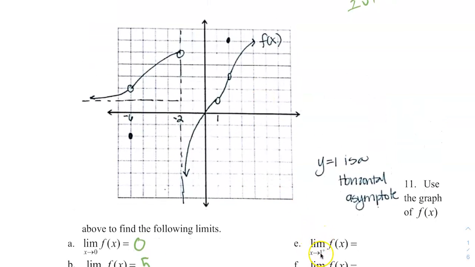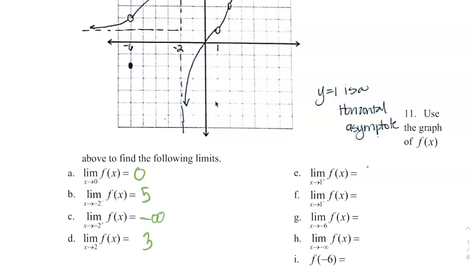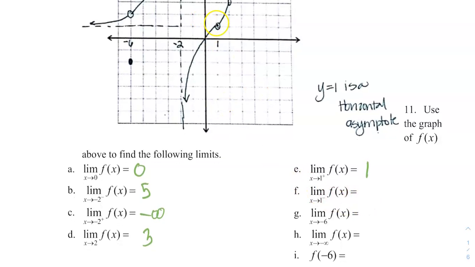E, limit as x approaches 1 from the right. So here's 1, and then you're coming from the right-hand side. So it looks like it's going to 1. From the left-hand side, same spot.